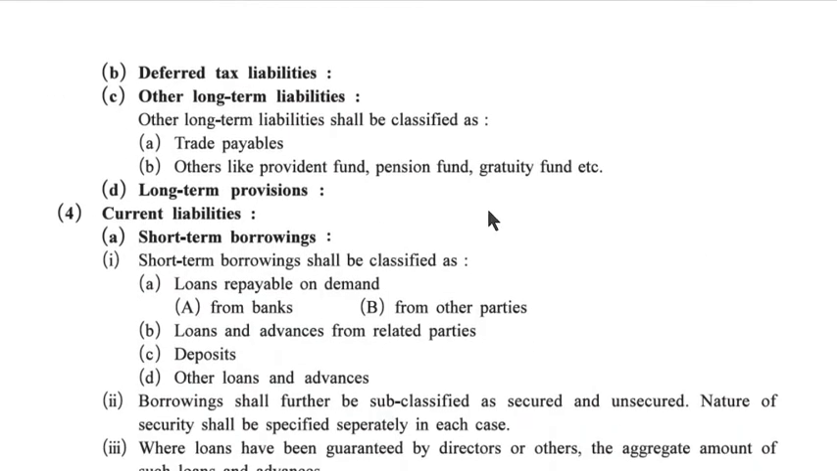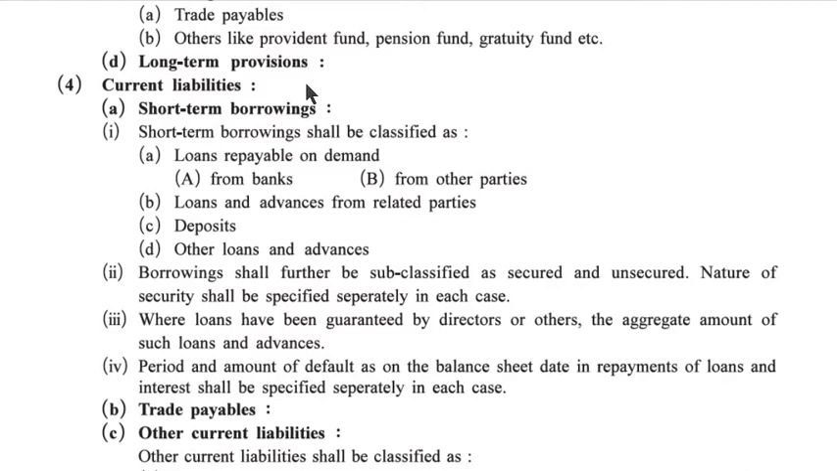B, deferred tax liabilities. C, other long-term liabilities. Other long-term liabilities shall be classified as A, trade payables. B, others like provident fund, pension fund, gratuity fund, etc. D, long-term provisions. Fourth point, current liabilities.